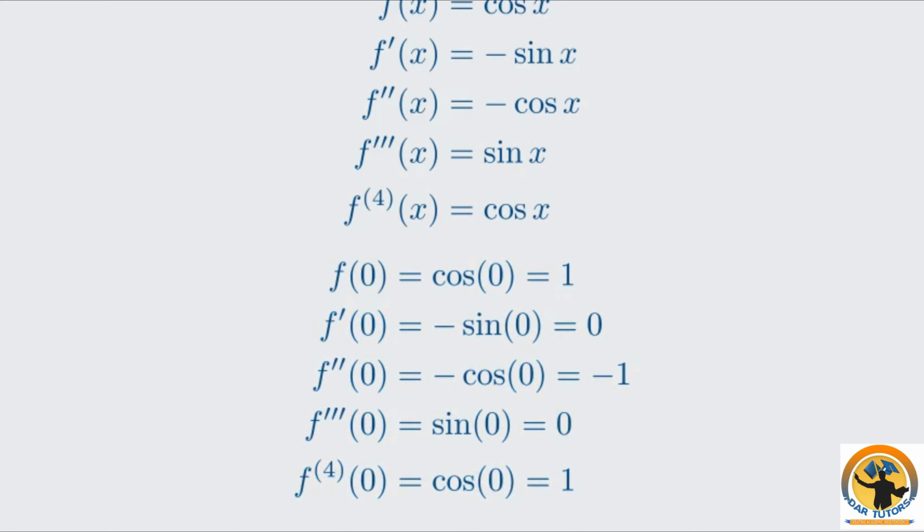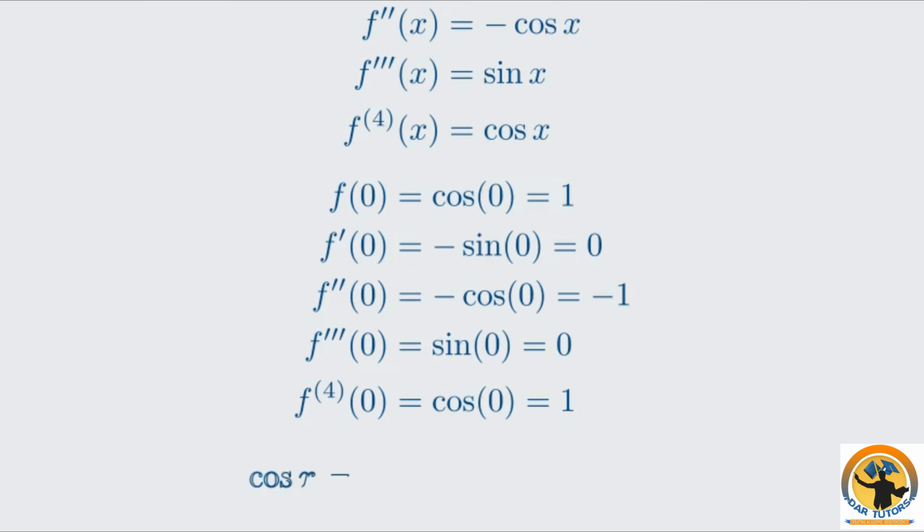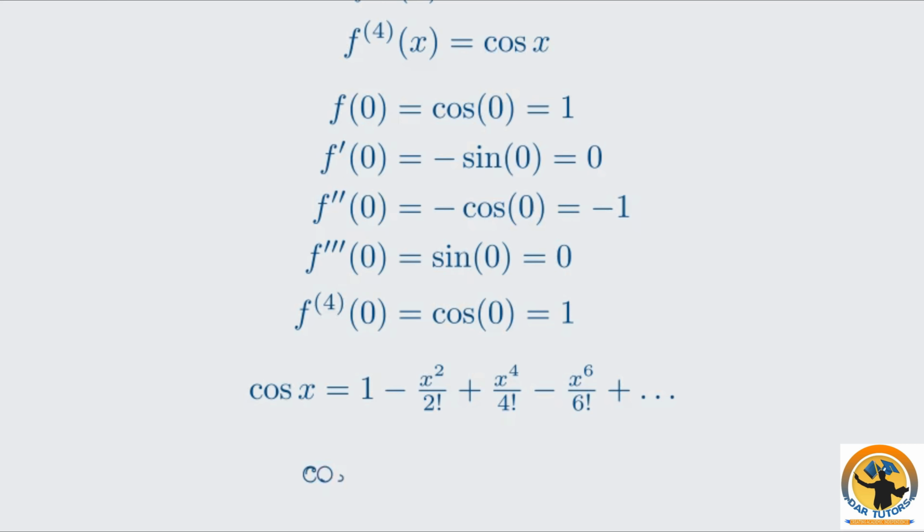This time, all the odd-powered terms will be 0. The series for cosine x only contains even powers of x. It is 1 minus x squared over 2 factorial, plus x to the 4th over 4 factorial, minus x to the 6th over 6 factorial, and so on. In sigma notation, this is the sum from k equals 0 to infinity of negative 1 to the k over the quantity 2k factorial times x to the power of 2k.